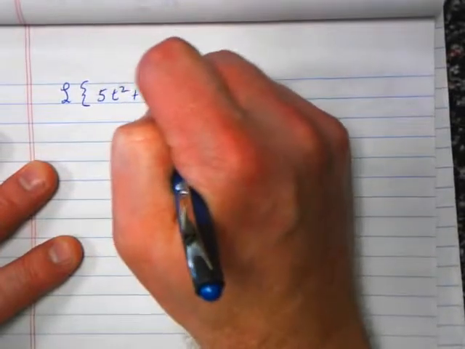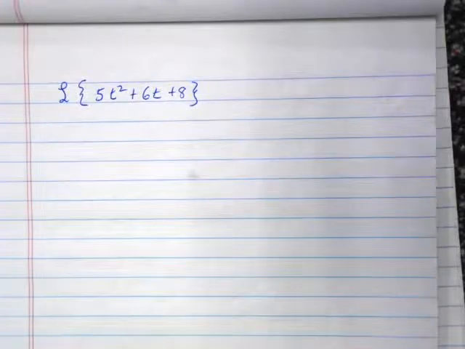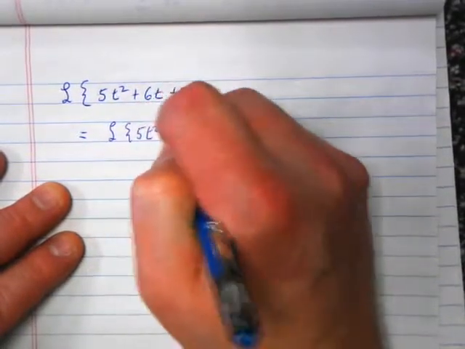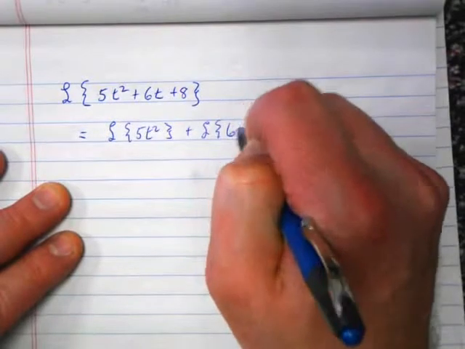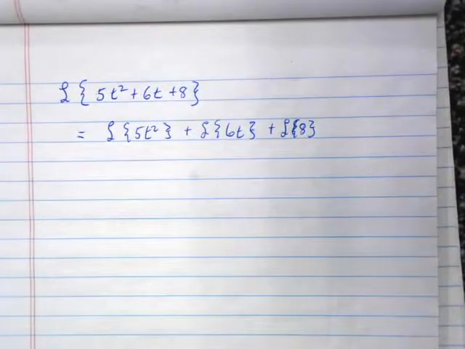All right, so my last question, what if I asked you to find the Laplace transform of 5t squared plus 6t plus 8? You would be happy because it's an easy question. So you're telling me I can find the Laplace transform of 5t squared, and then I can find the Laplace transform of 6t, and then I can find the Laplace transform of 8. Why can I do them all separately like that?